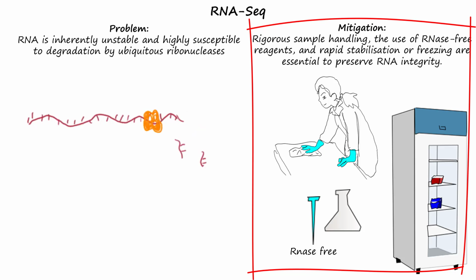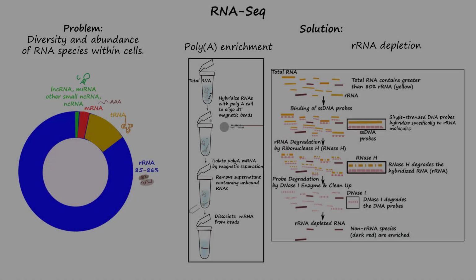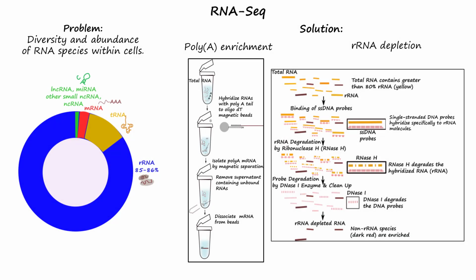A further layer of complexity arises from the composition of the transcriptome. Messenger RNA or mRNA, typically the primary target in expression studies, represents only a small fraction of total RNA, while ribosomal RNA or rRNA accounts for the vast majority.